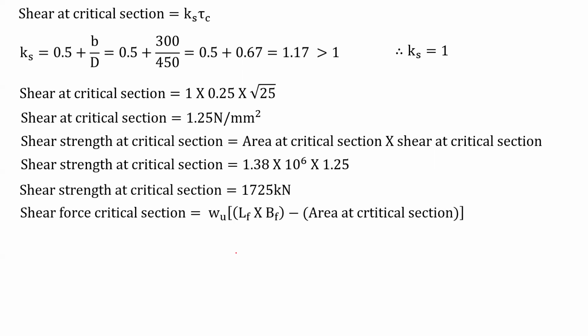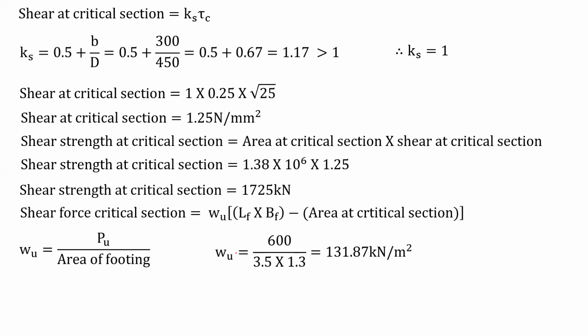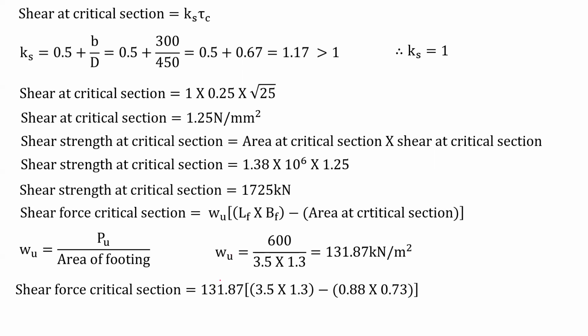Now shear force we know is WU into LF into BF minus area at critical section. Now we have bearing pressure. So we will consider WU as PU upon area of footing, and we have 131.78. And this will be area of footing minus area at critical section. From this we will get value as 515.3 kilonewton, less than 1725 kilonewton.